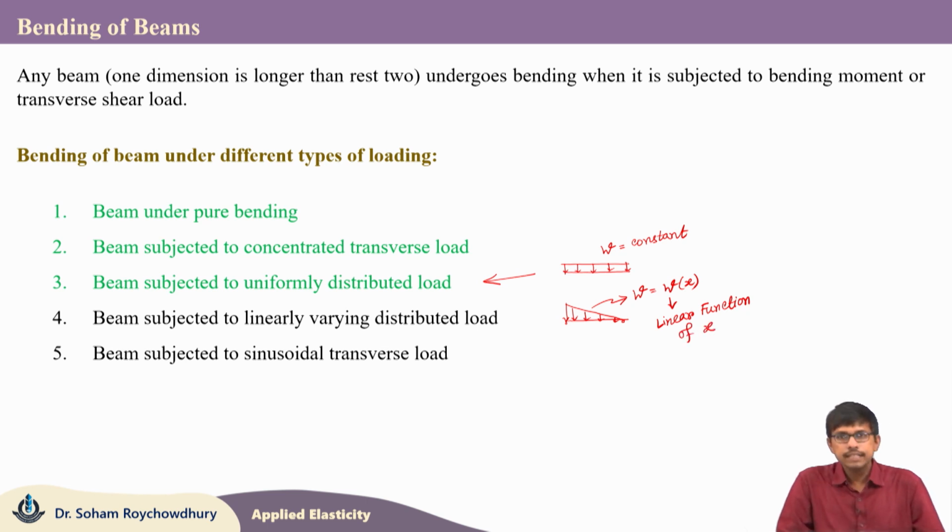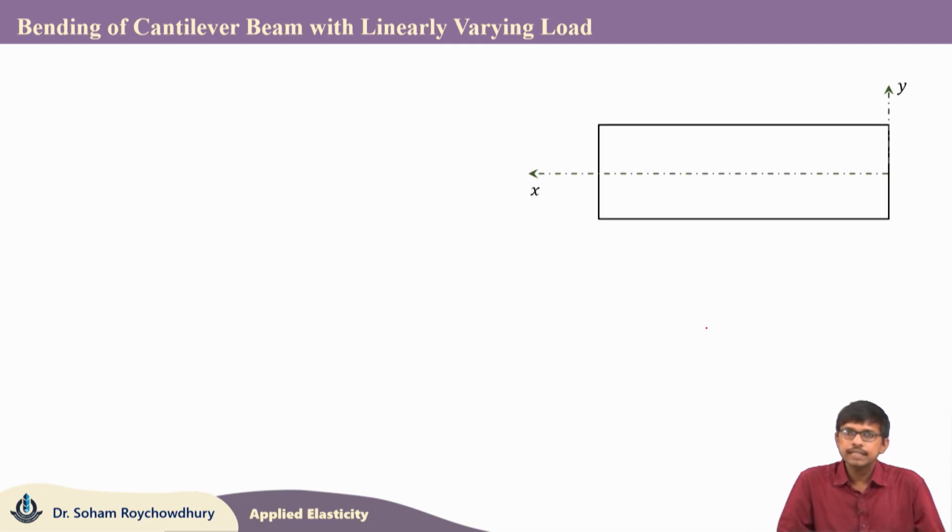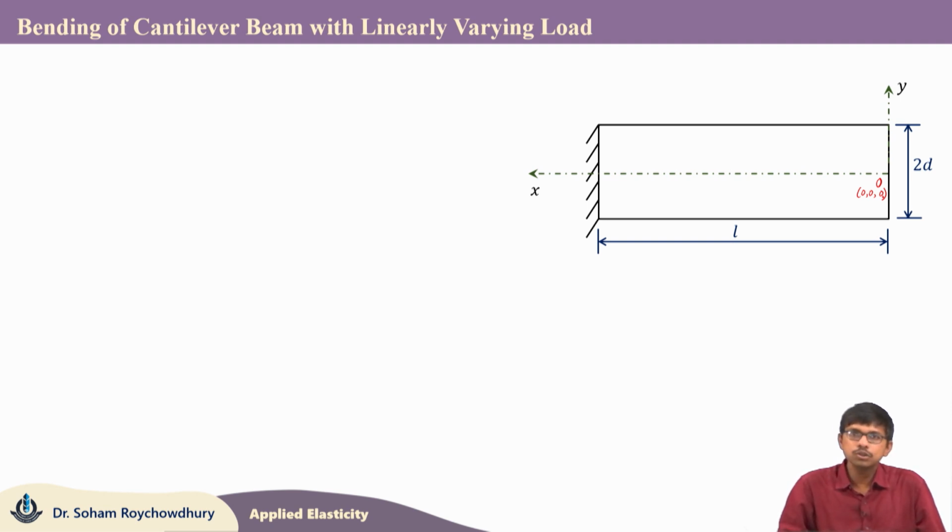Okay. So, let us start. We are going to consider a cantilever beam fixed at one end and free at another end, subjected to linearly varying distributed load on the top face. So, let us consider this beam where the left edge is fixed. So, origin is somewhere here 0, 0, 0. Now, length is taken to be L, total depth is taken to be twice d. So, y is varying between minus d to plus d, x is varying between 0 to L.